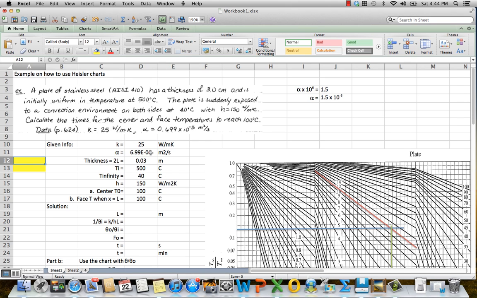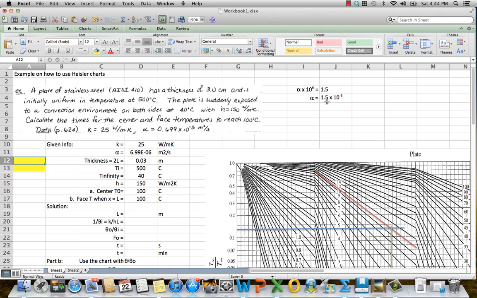The given information is right here. K is 25, alpha was 6.99 times 10 to the minus 6, and that was something that you would have found in the data tables. I wanted to make sure that you were very aware that when you read those in the appendix of your book, look at it real closely, the heading says alpha times 10 to the 6th equals, and then you read some number like 1.5. So that means if you use this as an algebraic equation, alpha is that 1.5 or whatever number times 10 to the minus 6th.